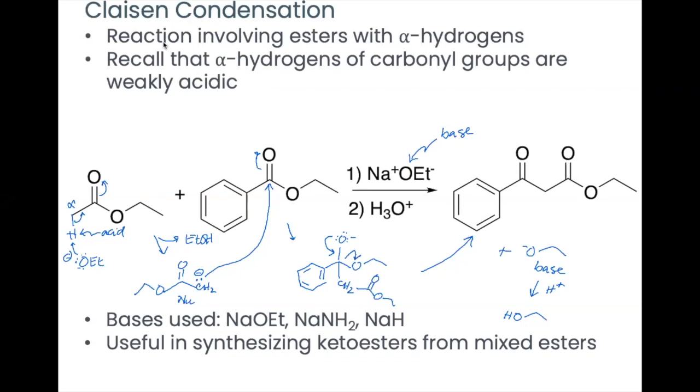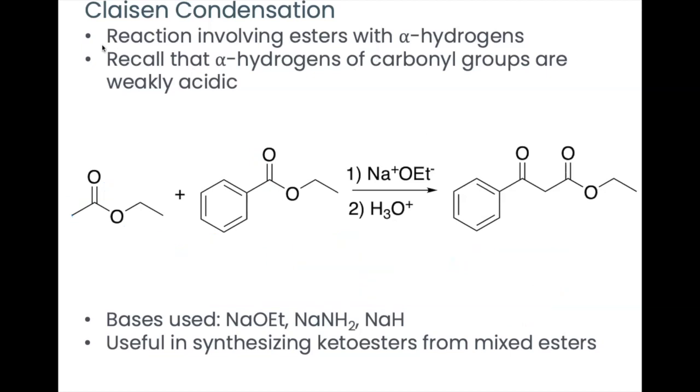So that is Claisen condensation. Now, of course, you can use other bases for as long as you have a strong base. So such as sodium ethoxide, you can have sodium amide, sodium hydride. And these are strong bases. So this is useful when you want to synthesize keto esters. So you have a keto group here, and then you have an ester group. So this is done using mixed esters. Okay? So that is Claisen condensation.